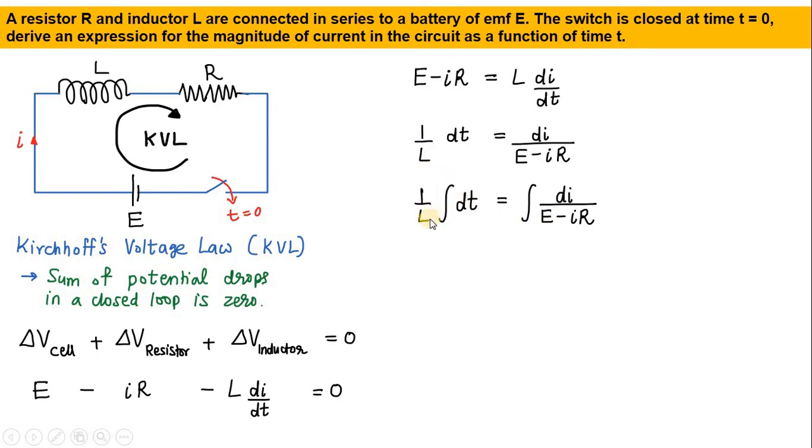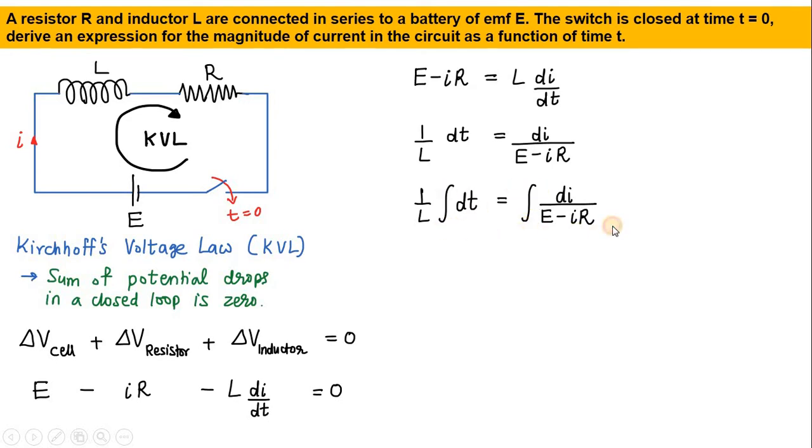1 by L is a constant. So integration of dt is equal to integration of this term di upon E minus IR. Okay. Now we must put limits of integration here in order to proceed further. Students, you must remember that in physics we rarely have any type of indefinite integration. In physics we always have definite integration where limits must be put.